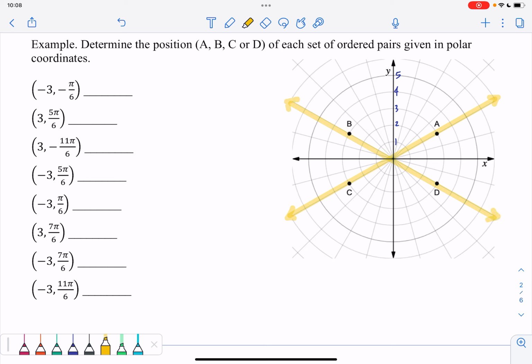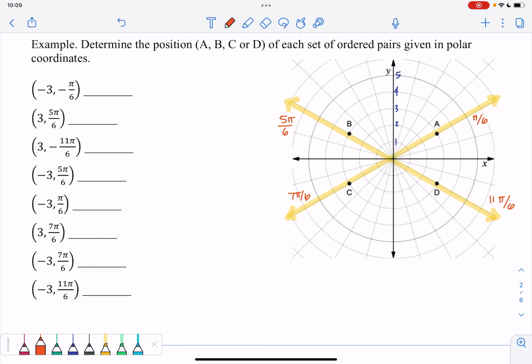In terms of a unit circle, if you're picturing that, I can see that point A is on the terminal side of pi over 6. B is along 5 pi over 6. C is on the terminal side of 7 pi over 6, and D is on the terminal side of 11 pi over 6.